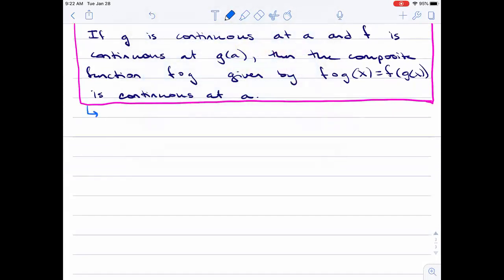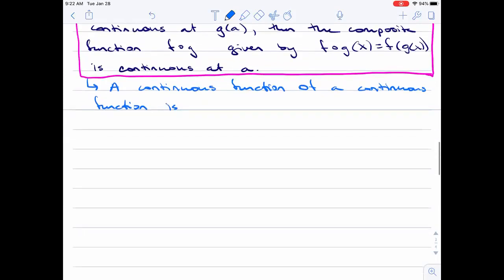What's this saying? A continuous function of a continuous function is a continuous function. That's not that crazy, right? But it all hinges on it being continuous. So a continuous function of a continuous function is continuous.